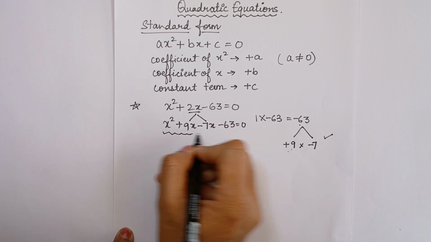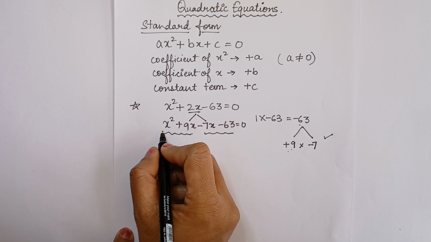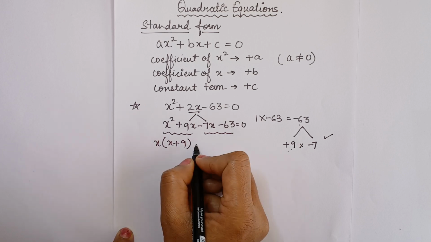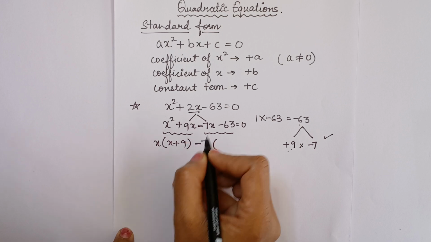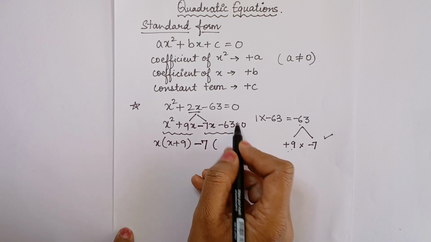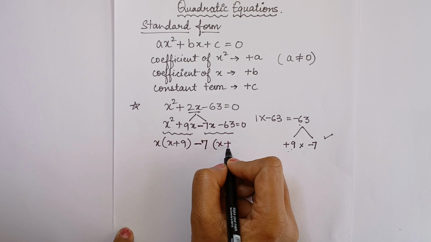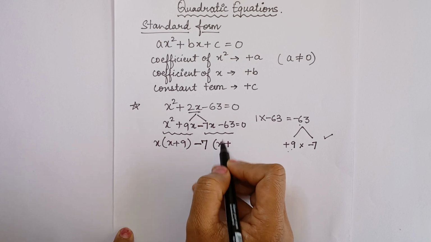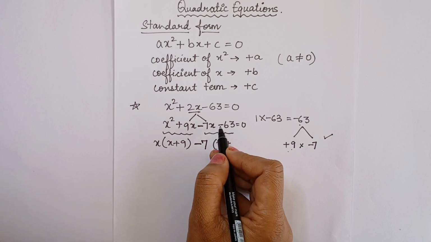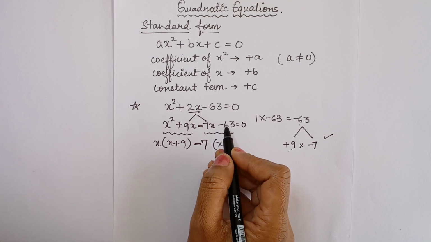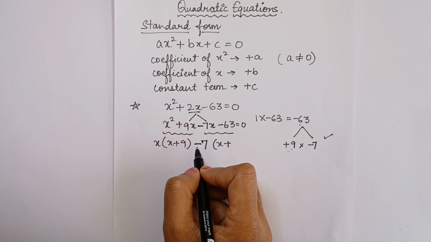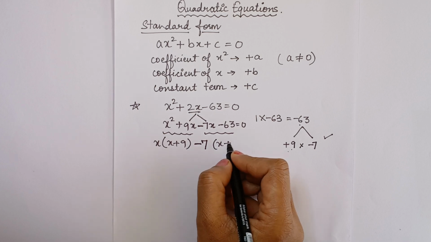Now from these two we need to take common. From x square plus 9x, I will take x common, I will get x plus 9, and from these two I will take minus 7 common. As minus is here, I need to take minus 7 common, and when we take minus common in the bracket, it will become plus. Here I took 7 common, x, and this minus will become plus. Basically the sign will change. If it is plus, it will become minus. If it is minus, it will become plus. Only if I have taken minus common outside. If I have taken plus, then the sign will remain same.